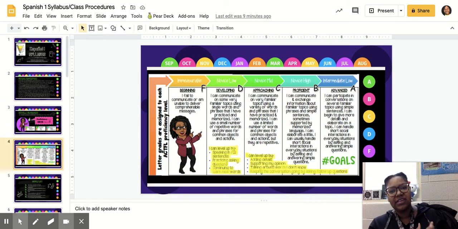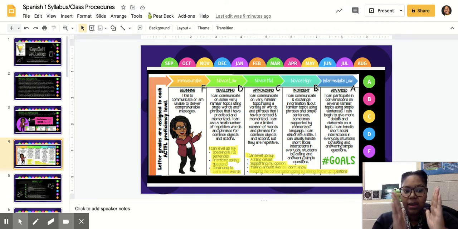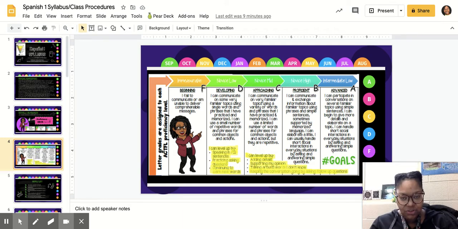So, proficiency. This slide talks about proficiency, and it goes along with how you are graded. Okay? So, the first column, you see that it says immeasurable. I failed to communicate or am unable to deliver comprehensible messages, which is an F, right? Obviously, this is Spanish class. If you can't communicate in Spanish, you're going to fail, okay?